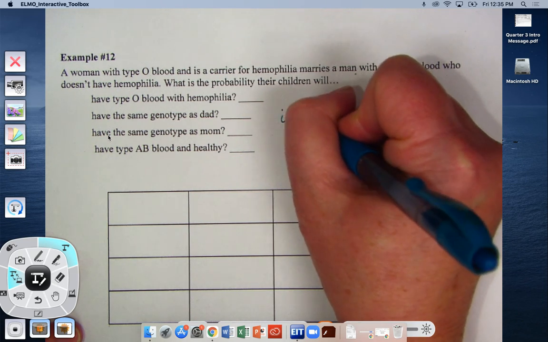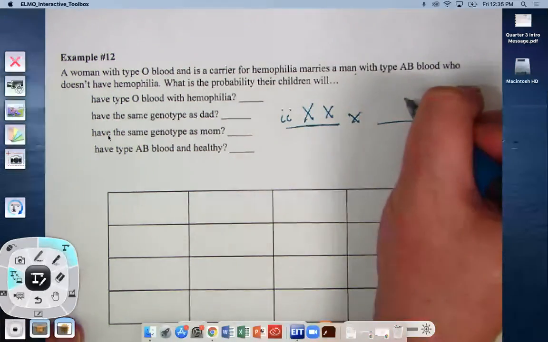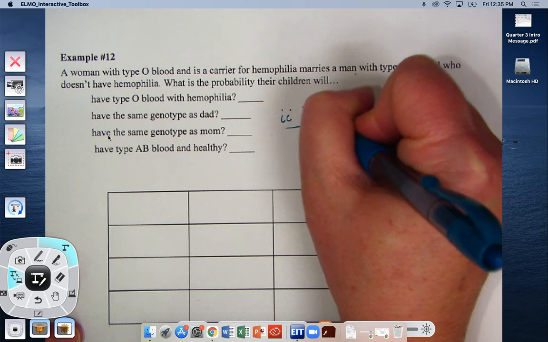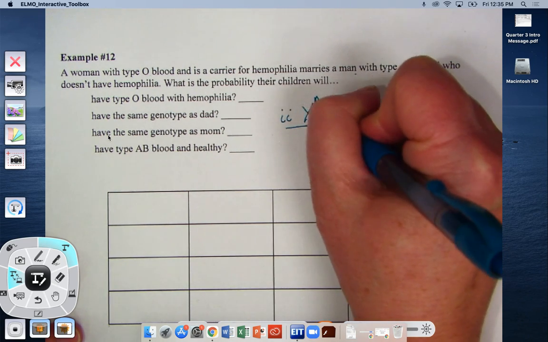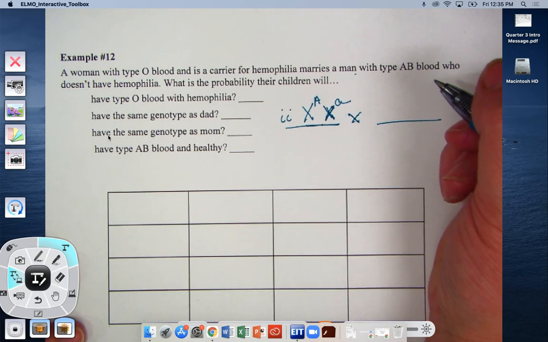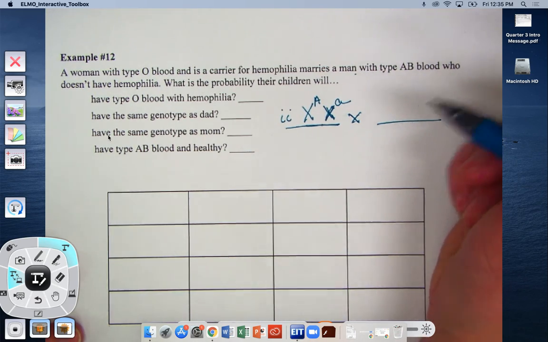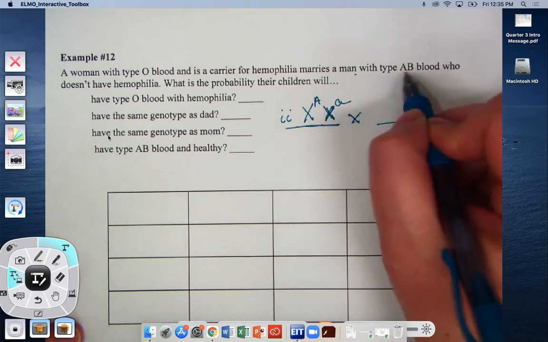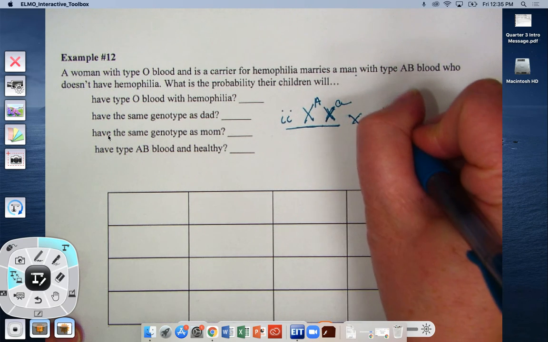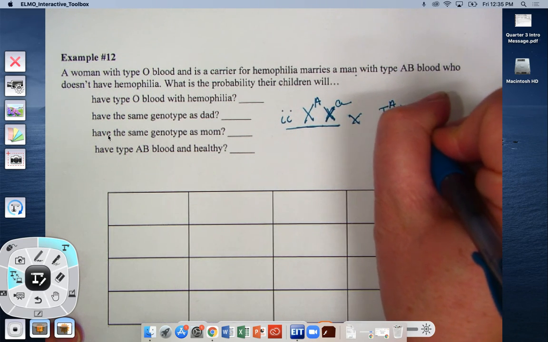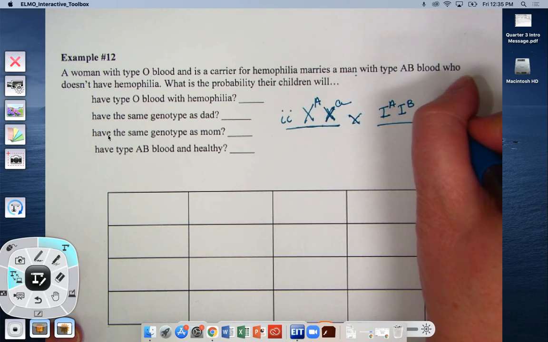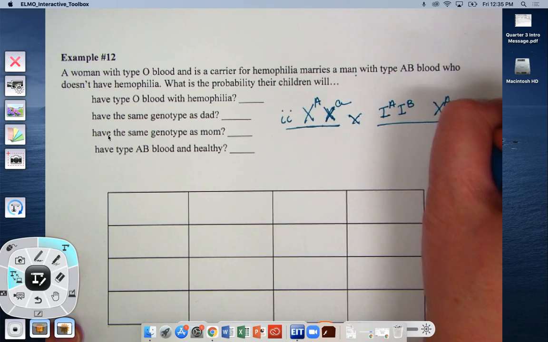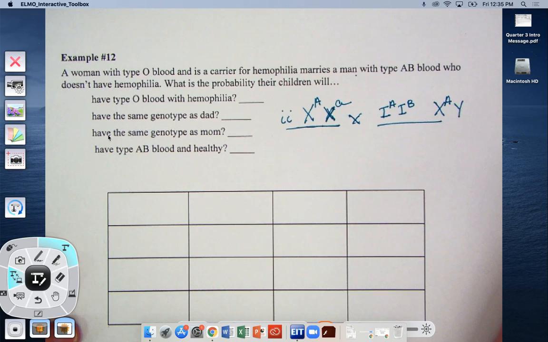So this is a woman, so she has to be XX. If she's a carrier, then she's capital and lowercase, right? So notice how all of this information is coming to your head. A man with type AB blood, so that would be this, right? Who doesn't have hemophilia. So he doesn't have hemophilia, so he has the capital A.